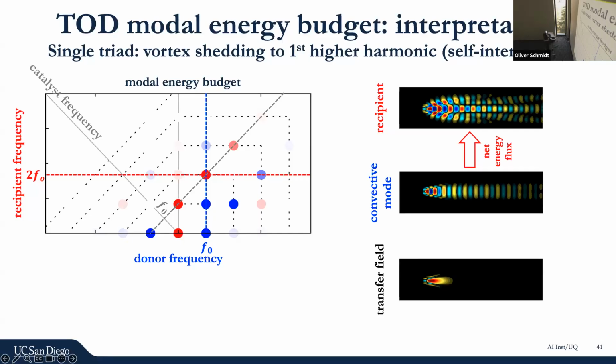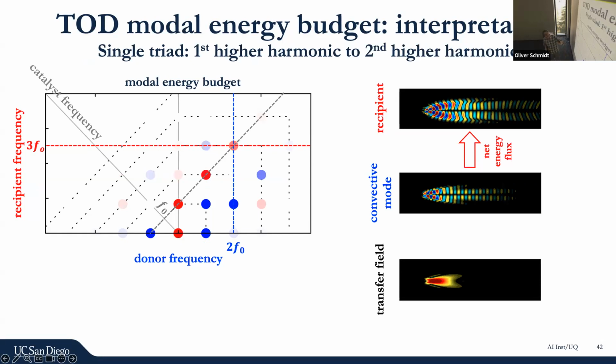The method also gives us the transfer fields. That's what we call it. This is where the energy transfer is happening. It's not just one number; it's an actual field, right? And the energy, most of it goes from the fundamental to the higher harmonic in this separation region downstream of the cylinder here.